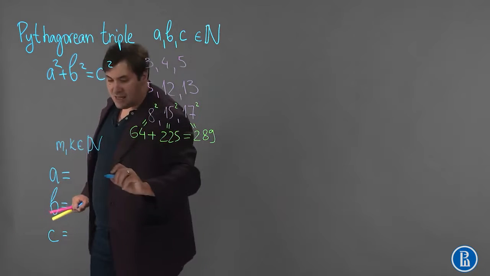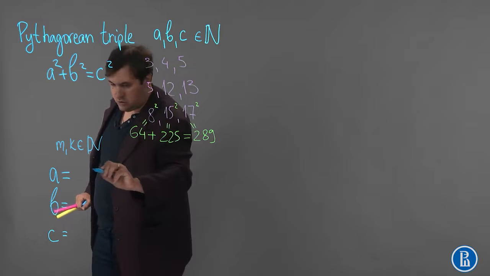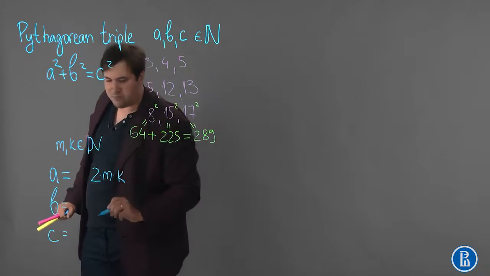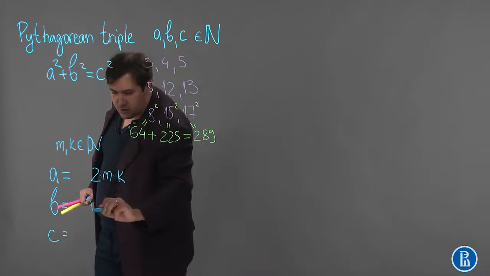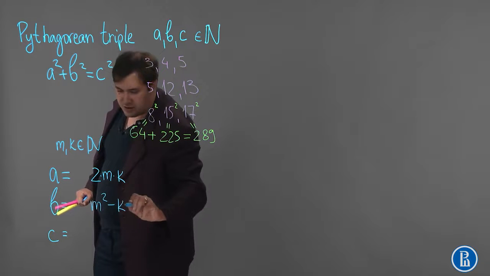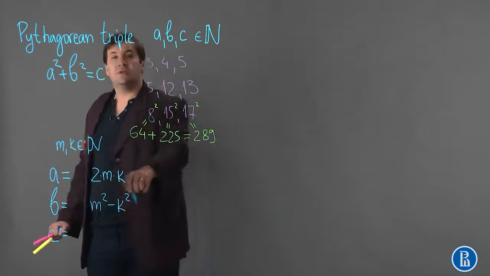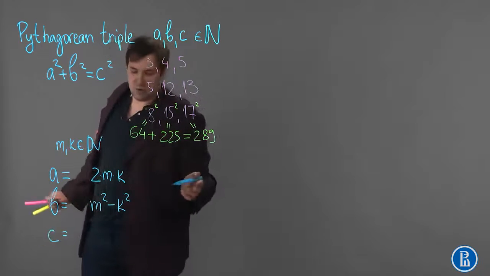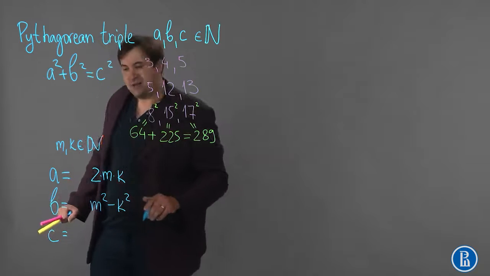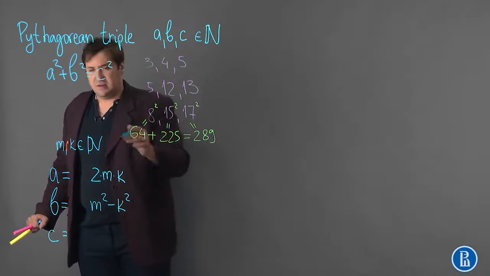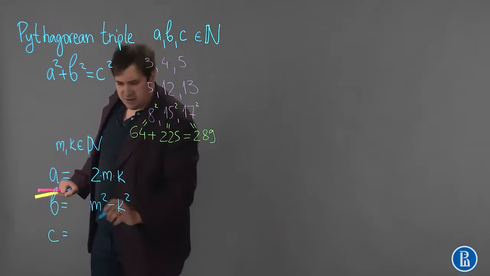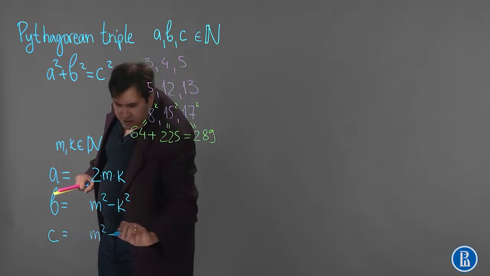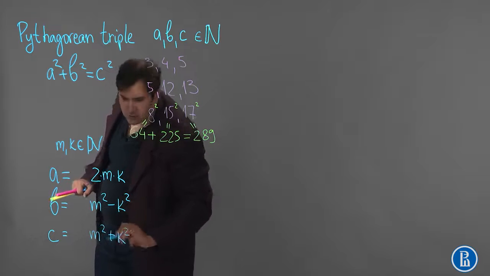Then put a equal to 2 multiplied by m multiplied by k. b put equal to m squared minus k squared. Of course, at this moment we would like to have m greater than k, if we don't want to get a negative number here. Well, okay, we can suppose that m is greater than k, since they're arbitrary. And c put equal to m squared plus k squared.